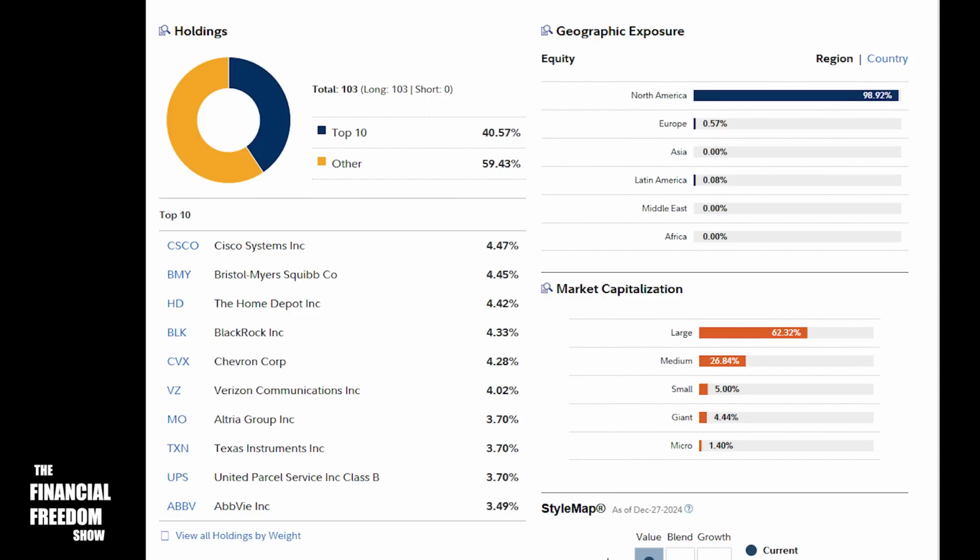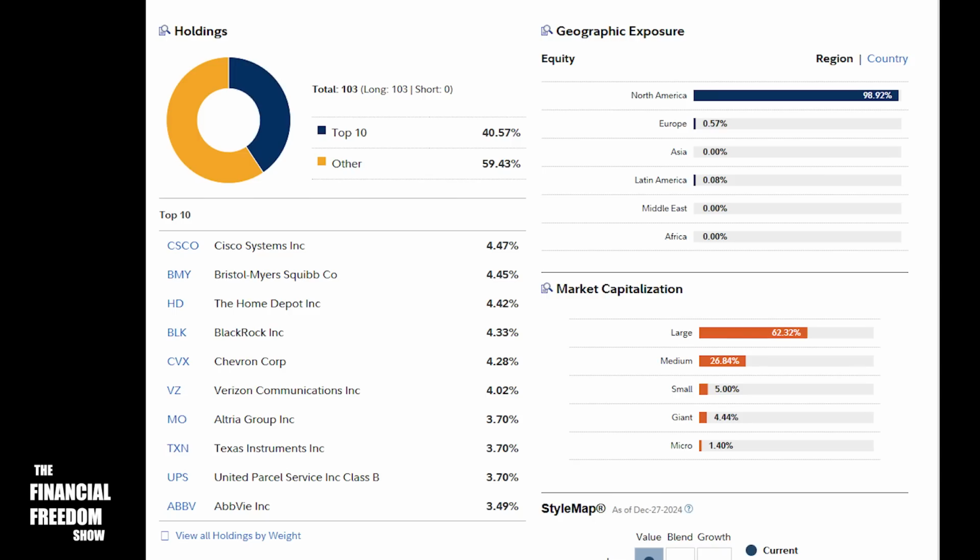Next is outperformance during market volatility. SCHD has demonstrated resilience during periods of market volatility. Its focus on quality dividend payers, often mature, financially stable companies, tends to provide a cushion against market downturns. For example, during the market crash in 2020, SCHD's decline was less severe than that of many broad market ETFs.